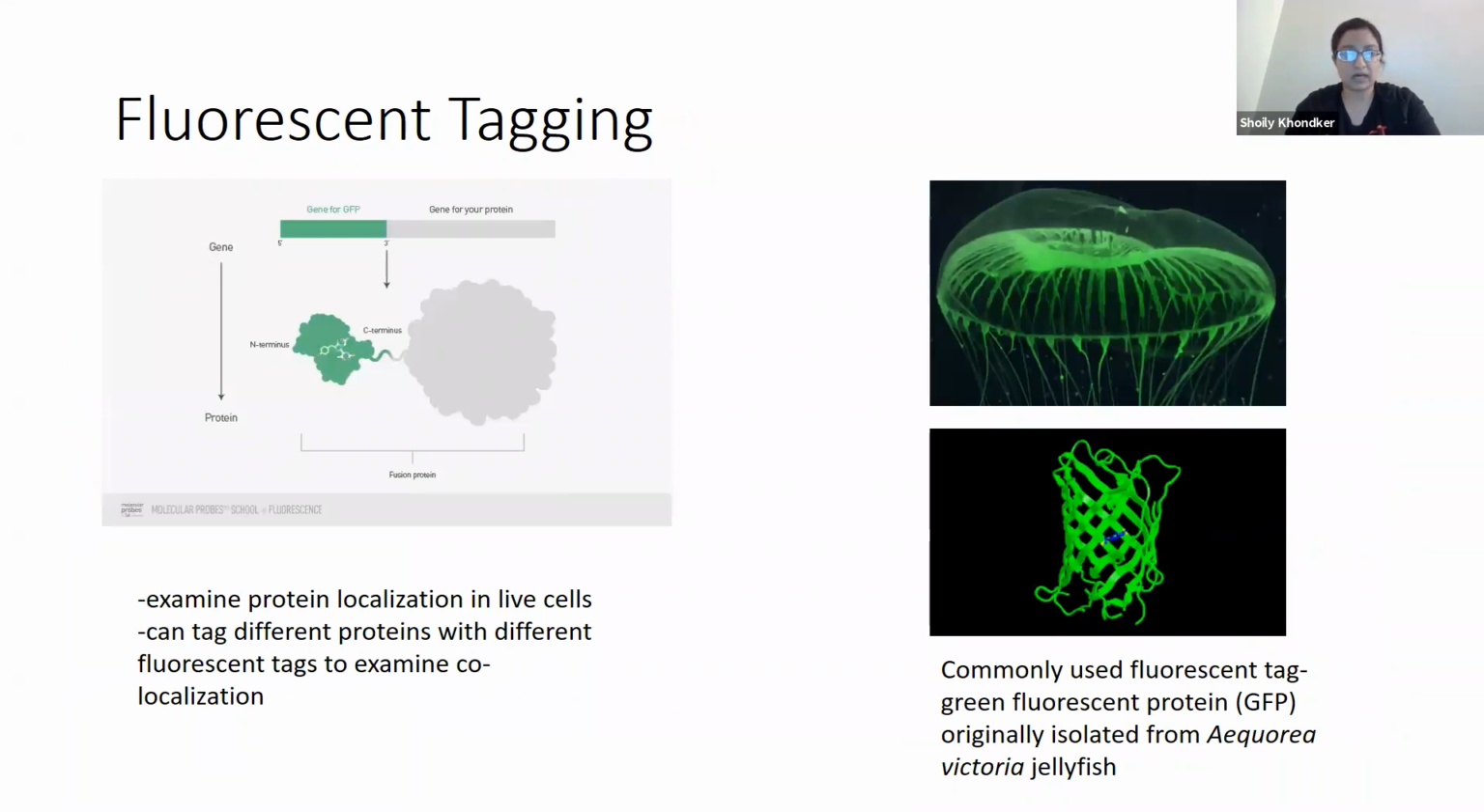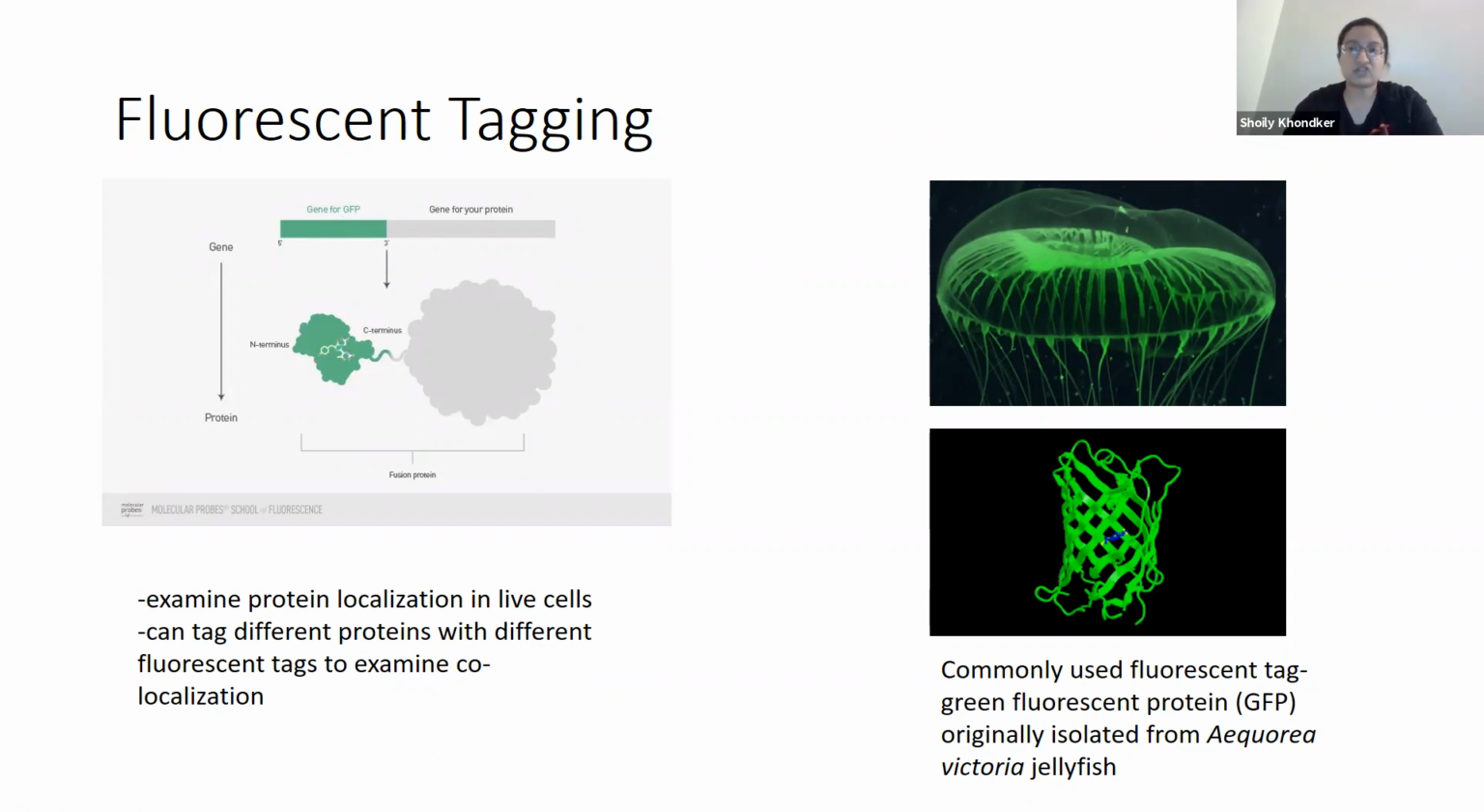in vivo fluorescent tagging. What's done here is the sequence for a fluorescent protein is added to the sequence for your gene of interest. This gives you a fusion protein, which consists of your protein of interest along with a fluorescent protein. A really commonly used one for this is GFP, or green fluorescent protein, from jellyfish.